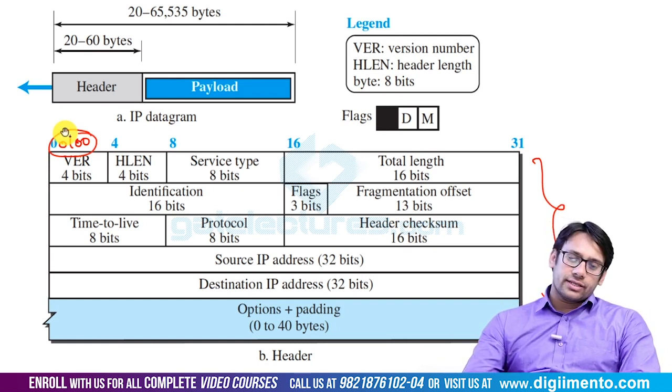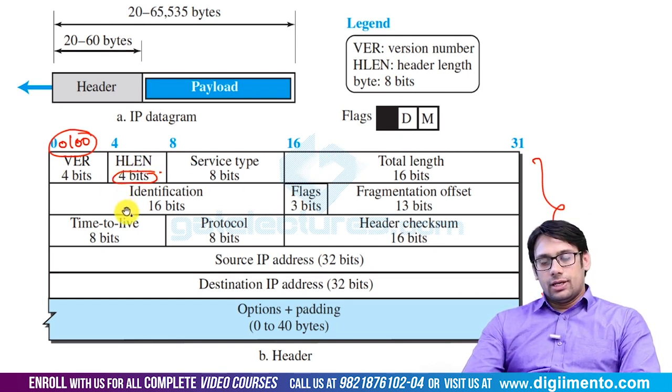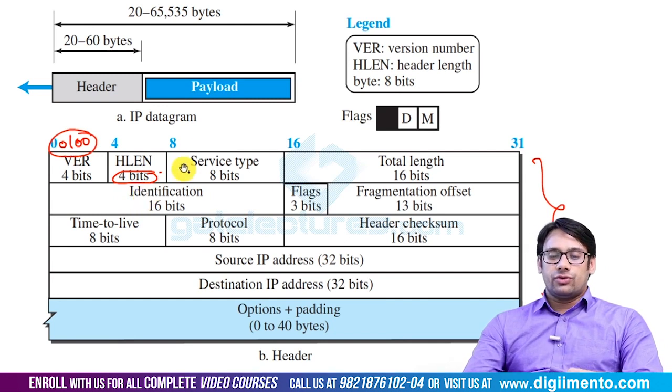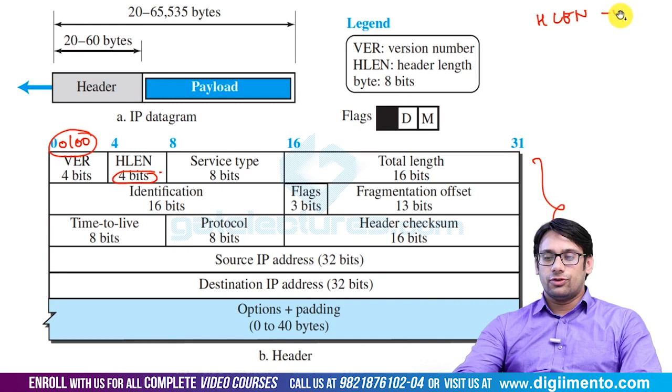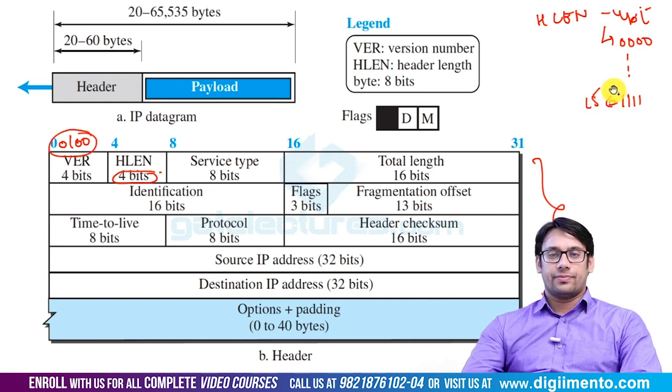Now, the next is the header length field, which is a 4-bit field. Now, what is the minimum number that you can store with 4 bits? In the header length field, which is a 4-bit field, the minimum number can be 0000 and the maximum number can be 1111, which is equal to 15.